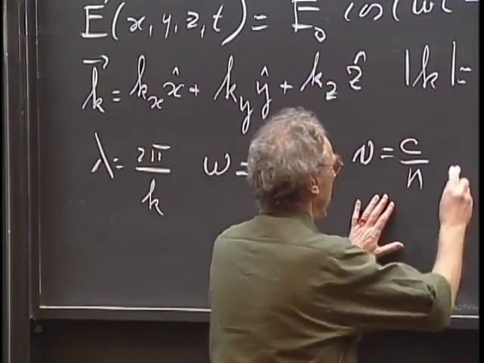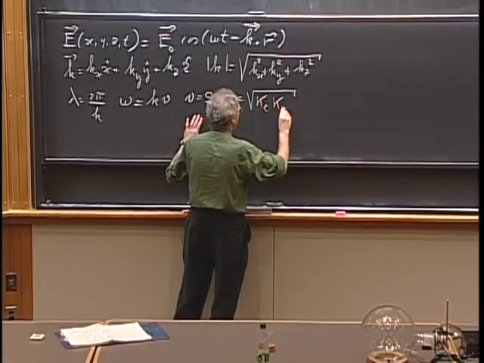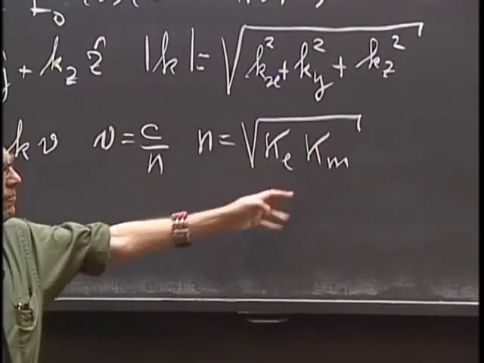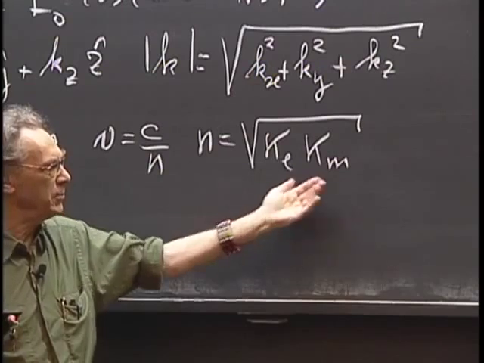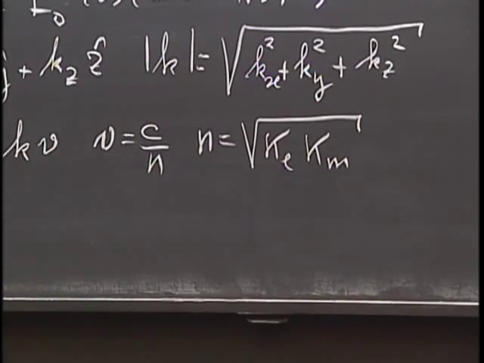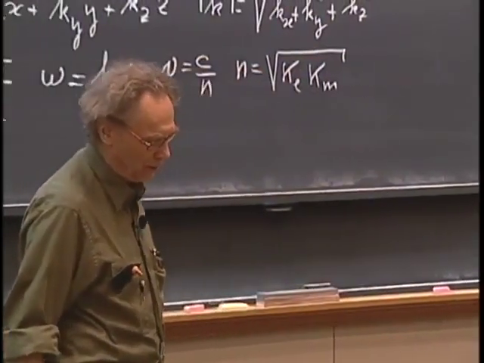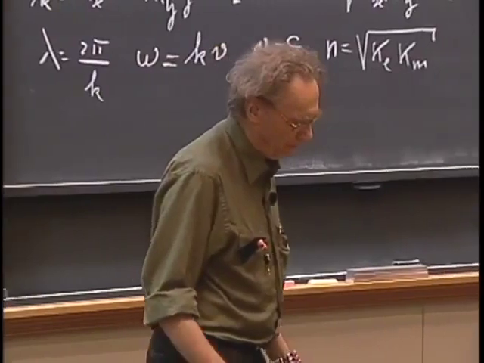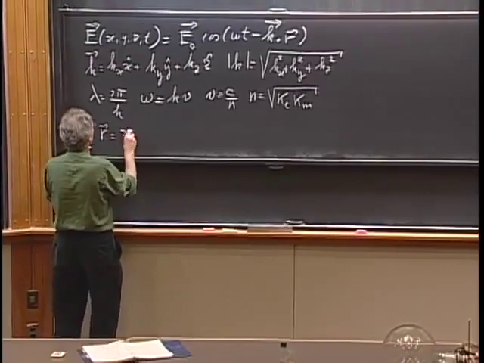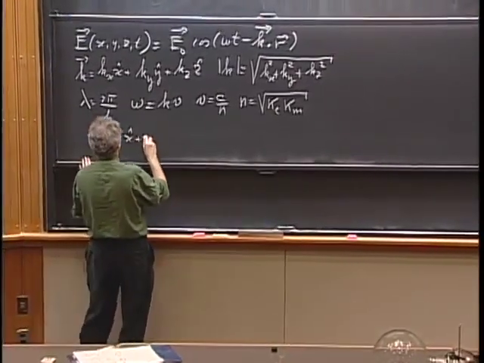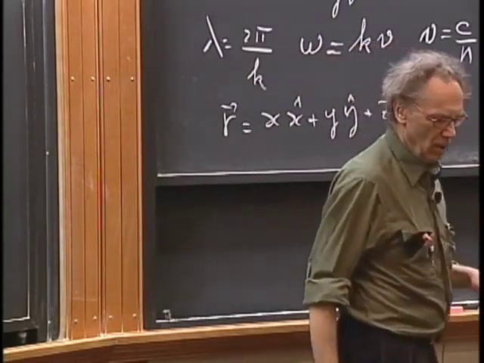The index of refraction n for a dielectric is then square root of kappa E times kappa m. Most substances, kappa m is very, very close to 1.000, except for ferromagnetic materials. Kappa E itself is frequency dependent, and it can sometimes be extremely strongly dependent on frequency. That's where the dispersion comes in. R equals x roof plus y roof plus z roof. That is the position vector.